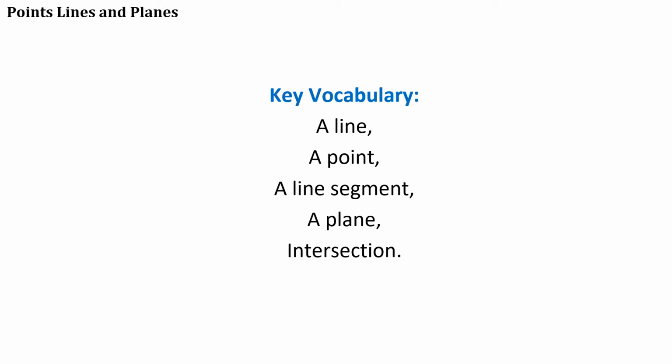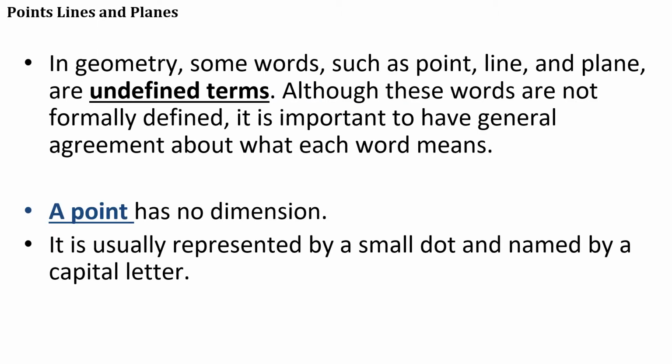Our vocabulary words are going to be line, point, line segment, plane, and intersection. In geometry, some words such as point, line, and plane are undefined terms. Although these words are not formally defined, it's important to have a general agreement about what each word means.